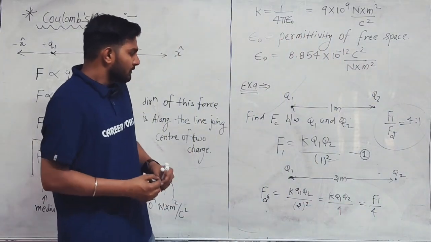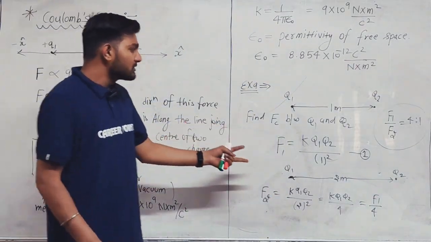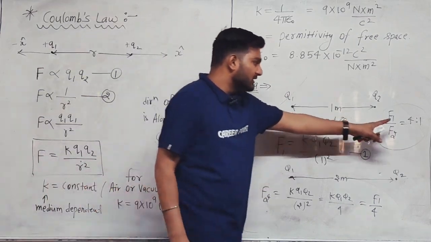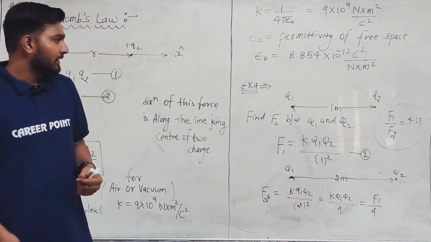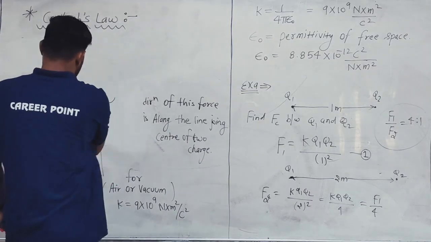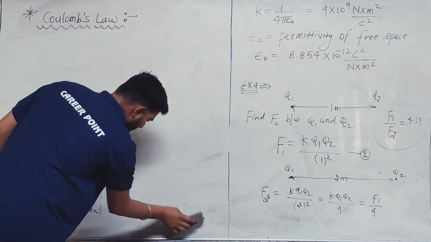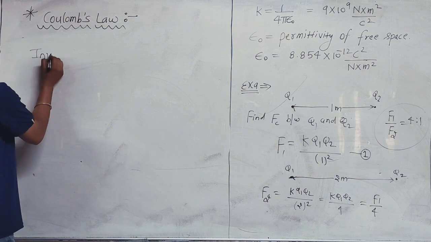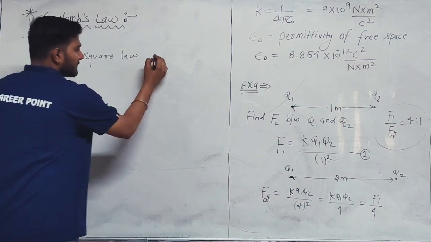That means when we increase the separation between two charges, the force decreases. When we increase the separation 2 times, force will decrease 4 times. Correct? So this is called the inverse square law. As we increase the separation, the force decreases as the square of the separation between them. What is the inverse square law?